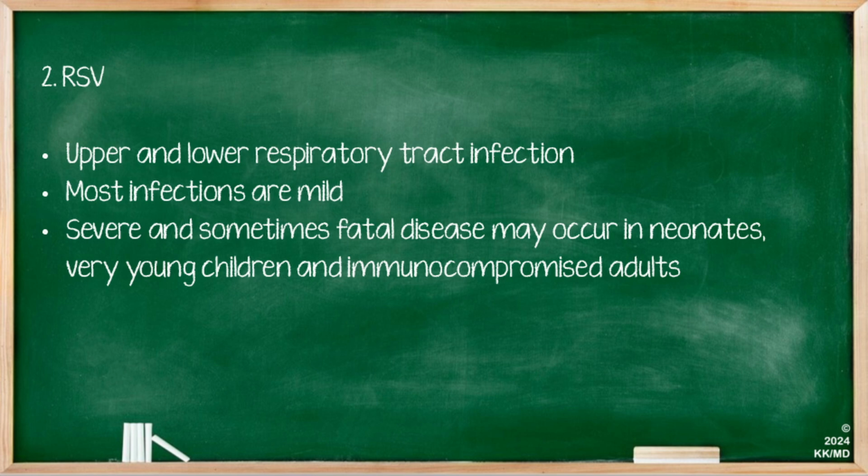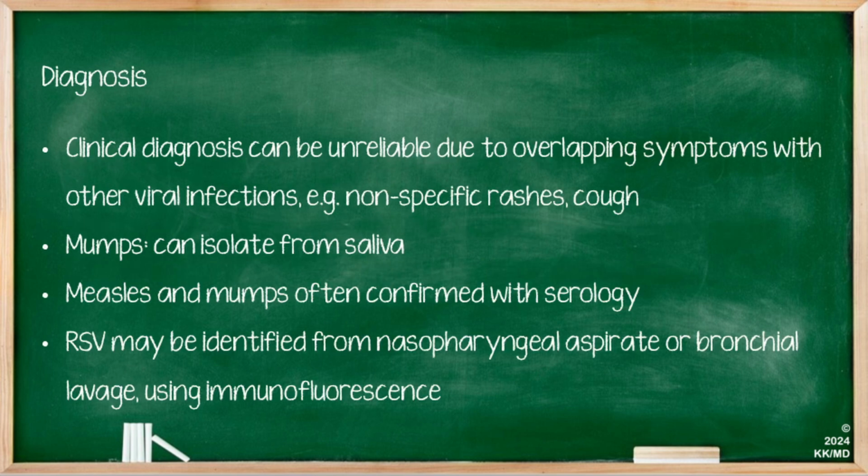Most infections are mild, but some can lead to severe and sometimes fatal disease, especially in neonates, very young children, and immunocompromised adults. It's important to note that all three of these infections are based on a clinical diagnosis primarily, but this can be unreliable due to overlapping symptoms with other viral infections, the classic ones of which would be non-specific rashes and a cough. It's possible to isolate mumps from saliva, and measles and mumps are often confirmed with serology.